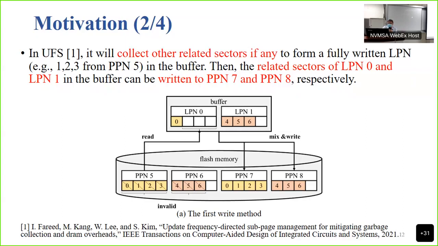LPN1 similarly will be written to maybe PPN8, and PPN6 will become invalid. So in UFS, you can see that its write method tries to collect the related sectors to form a fully written state. So it will bring some overhead. For example, even if you only write one sector, you have to read another related sector, right? So this is overhead.